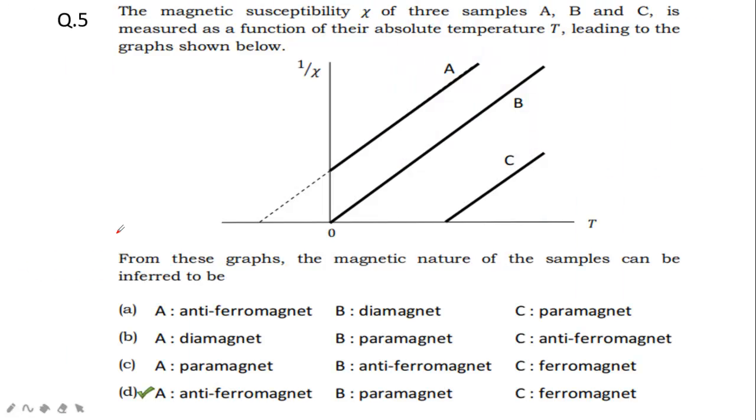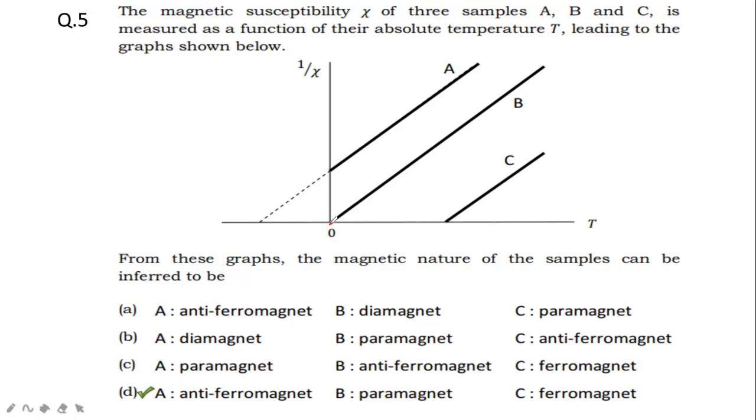Next question is: the magnetic susceptibility chi of three samples A, B and C is measured as a function of their absolute temperature T, leading to the graphs shown below. There are three graphs A, B and C. The graphs are between 1 upon chi, meaning the inverse of susceptibility, and the temperature. From these graphs we have to determine the magnetic nature of these three samples A, B and C, and there are four options. A may be antiferromagnet, or A may be diamagnet, or A may be paramagnet, or A may be antiferromagnet. So let's start with B.